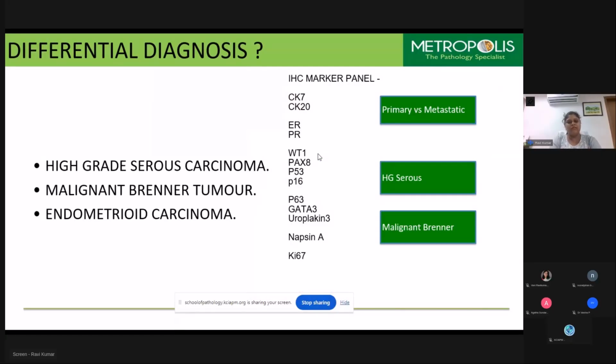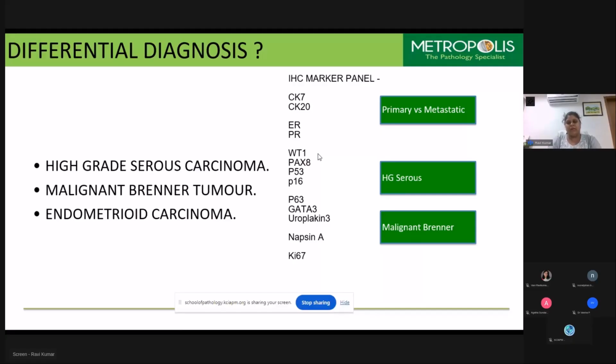So the differential diagnosis which all of you have given: many of you gave high-grade serous carcinoma, a few of you gave malignant Brenner, a few have given endometrioid carcinoma. We had the same doubt because there were various patterns which fitted into any of these three tumors.